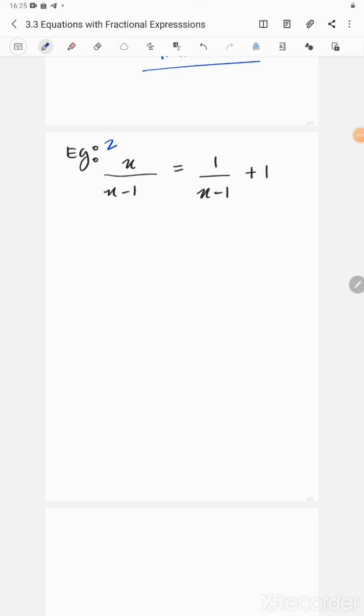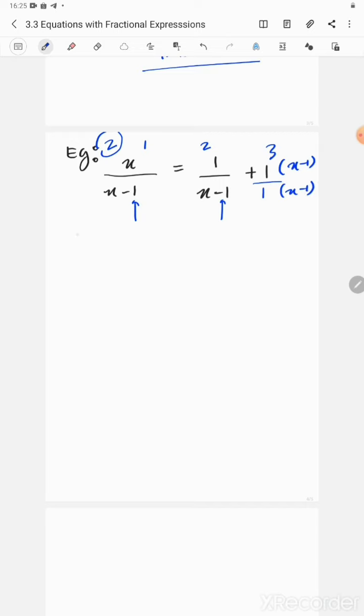Example 2. Now we have x over x minus 1 equal to 1 over x minus 1 plus 1. Now I want to ask, what is the LCD for the three terms? Consider this the first term, second term and third term. We can see here the first term has x minus 1, the second term also has x minus 1. This one we don't have.